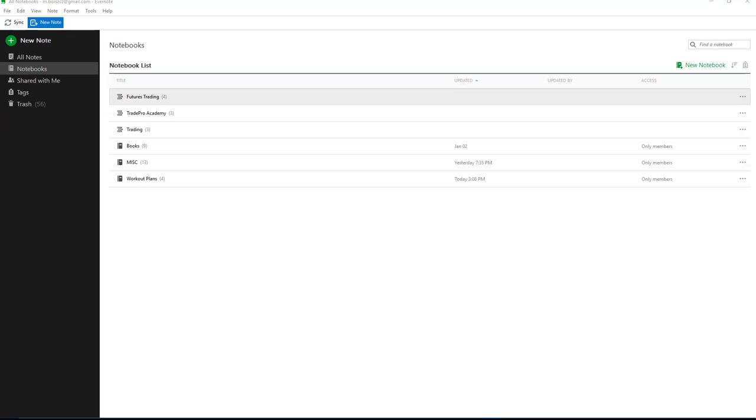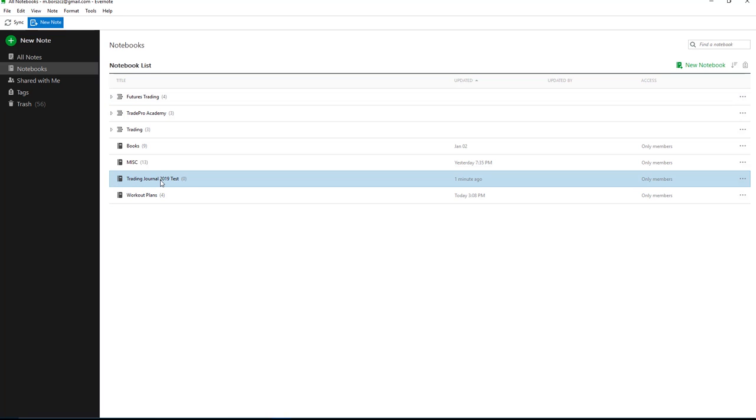Now, as you can see in front of you, I've got several notebooks already, but I'm going to walk you through setting it up and how I personally do this for my trades. So first thing you want to do is click on new notebook and create a name here. So we will call this Trading Journal 2019 Test. So there's the Trading Journal 2019 Test.